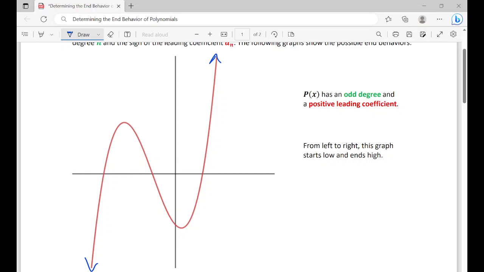So remember, you always read a graph from left to right. So if it has an odd degree and a positive leading coefficient for the leading term, it's going to start low, move up, and then end high. Start low, end high. Remember, from left to right is how you read a graph.